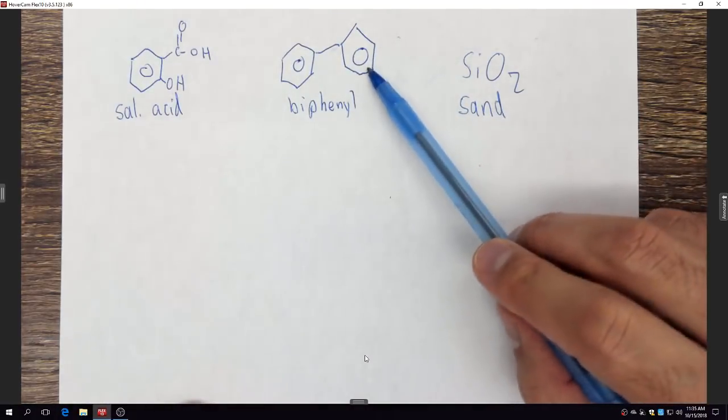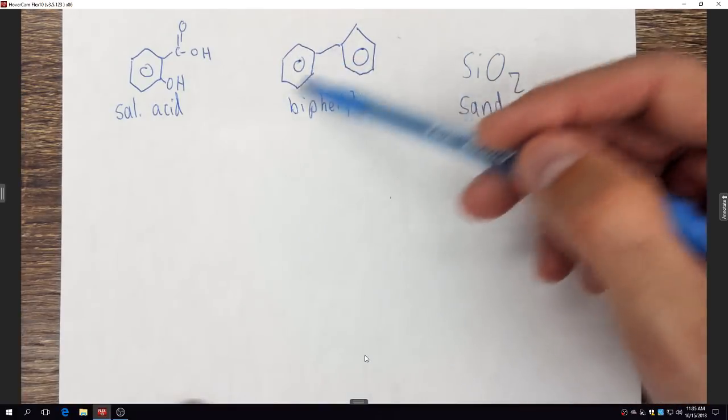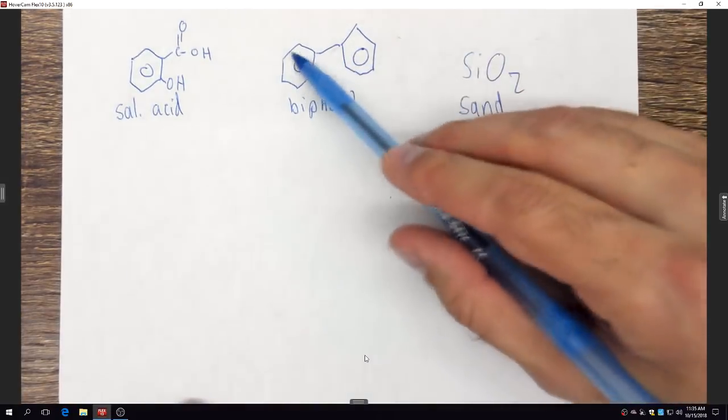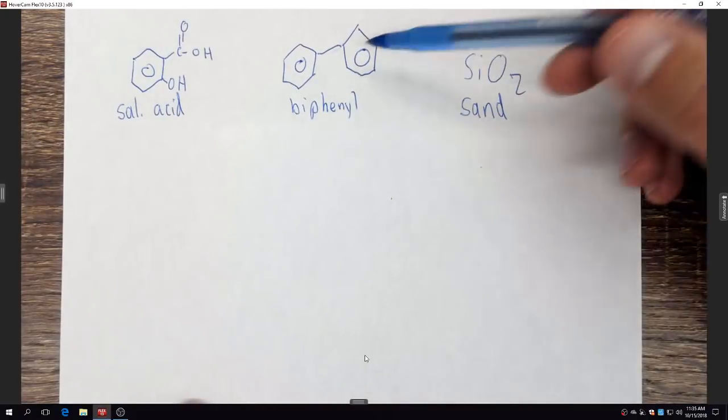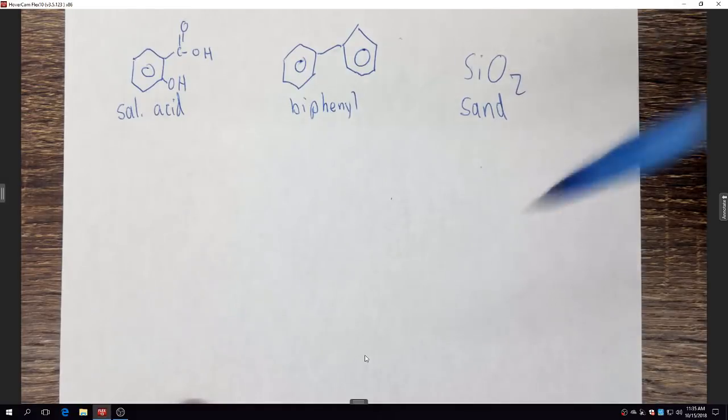How about biphenyl? Is that soluble in ether? Yeah, right? Because this is nonpolar, right? Only carbons and hydrogens. It's not completely nonpolar because it's got the ring, but it's relatively nonpolar. Only carbon and hydrogen, dissolves in ether. Sand, again, doesn't dissolve in anything.